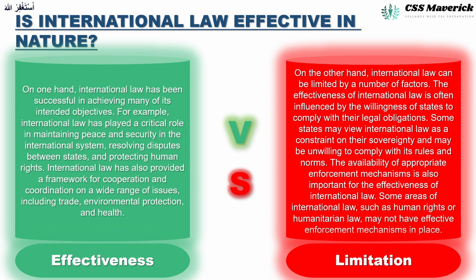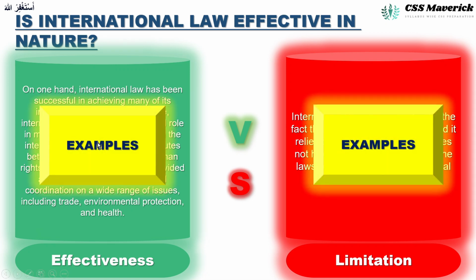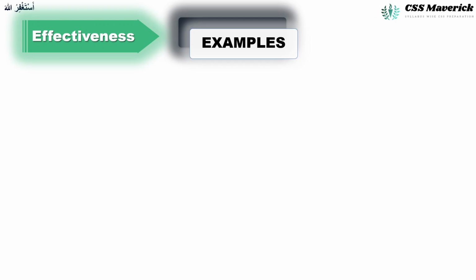Some areas of international law, such as human rights or humanitarian law, may not have effective enforcement mechanisms in place. International law is also limited by the fact that it is a voluntary system and it relies on states' compliance. It does not have the means of enforcing the law on its own as a domestic legal system does. Now we will be covering each aspect with different examples.